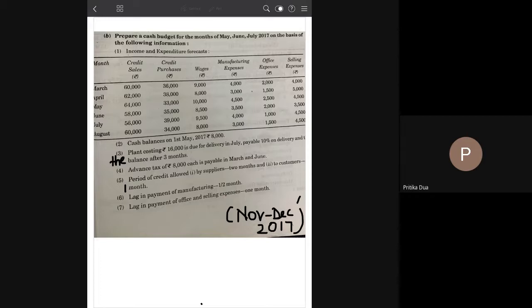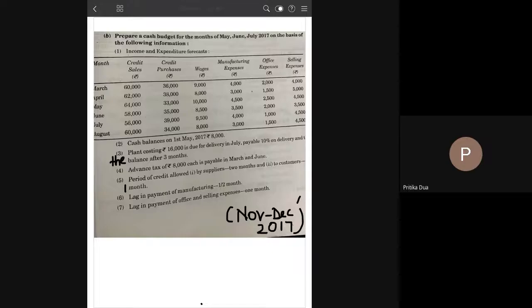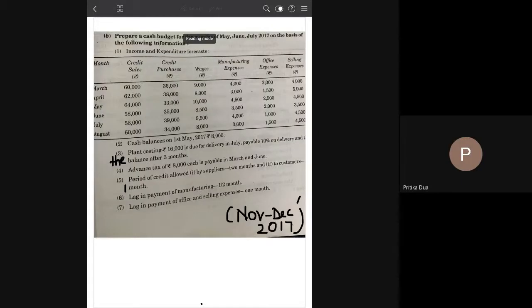Should we move to one last question on cash budget? If everyone is done with the question. Sumit, you need more time to solve? Ma'am, I guess I'll do it. Okay, you can start with the other one. Yes, ma'am. Okay, then let's take one last question and then we'll wind up cash budget today and move to fixed and flexible budget tomorrow.